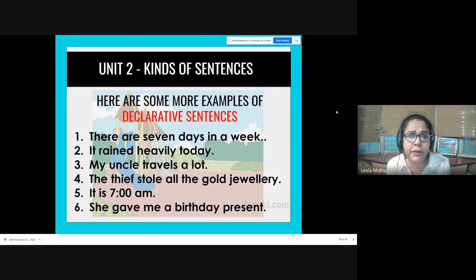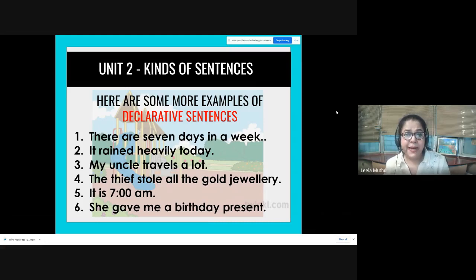The thief stole all the gold jewelry. Something happened in your neighborhood. Your neighbor's house was robbed and all the jewelry was stolen. You want to tell your friend. Information you're giving your friend. So, it ends with a full stop. It is 7 a.m. Information. Somebody doesn't have their phone with them. There's no clock. You're giving them information. It's 7 a.m. You better come quickly. We're all waiting for you.